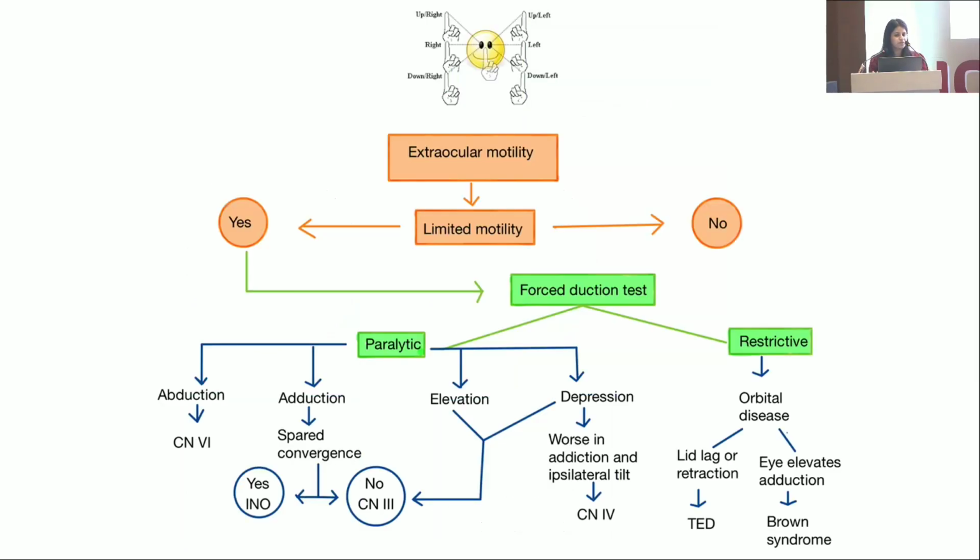The most important part of the diplopia assessment is extraocular motility. If the motility is limited, then we should check whether it is paralytic or restrictive. That we will do by the forced duction test. If it is restrictive, it signifies orbital disease like thyroid eye disease or Brown syndrome. If it is paralytic, then it signifies cranial nerve palsy. Abduction limitation is seen in sixth nerve palsy. If adduction is limited, either the medial rectus is involved or there can be internuclear ophthalmoplegia, that is damage to the medial longitudinal fasciculus, in which the convergence is spared. Elevation and depression can be affected in third nerve palsy, and depression is also affected in fourth nerve palsy.